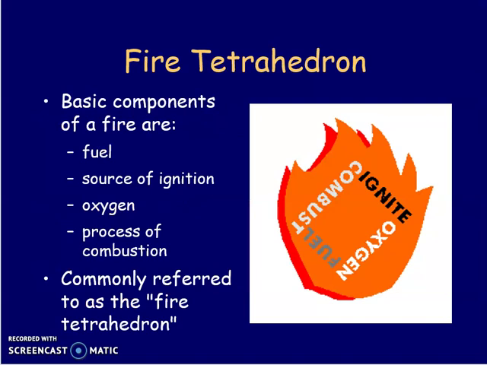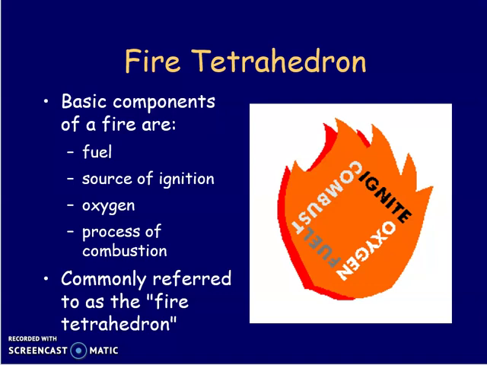Now let's go over the fire tetrahedron. So the basic components of any given fire are four elements. It's a common misconception to think of it as a fire triangle, to think that it only has three elements, but the truth is that there are four elements that make up any given fire.